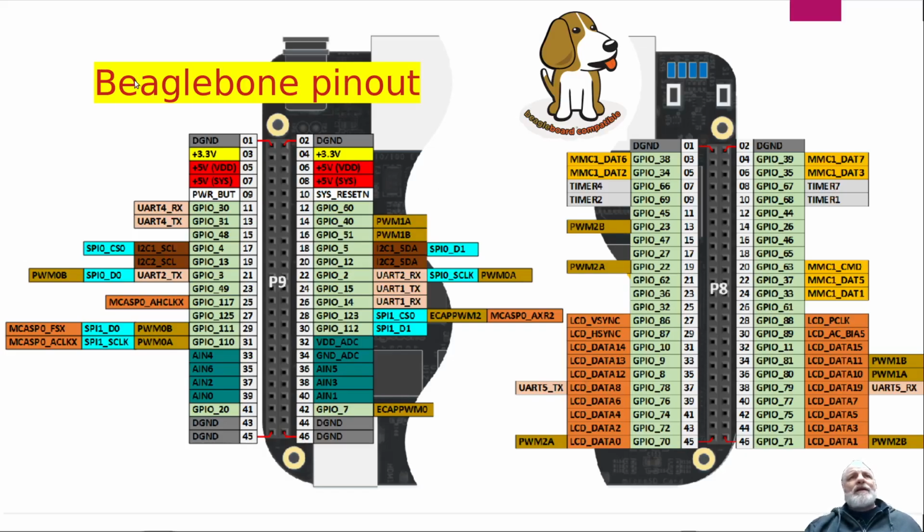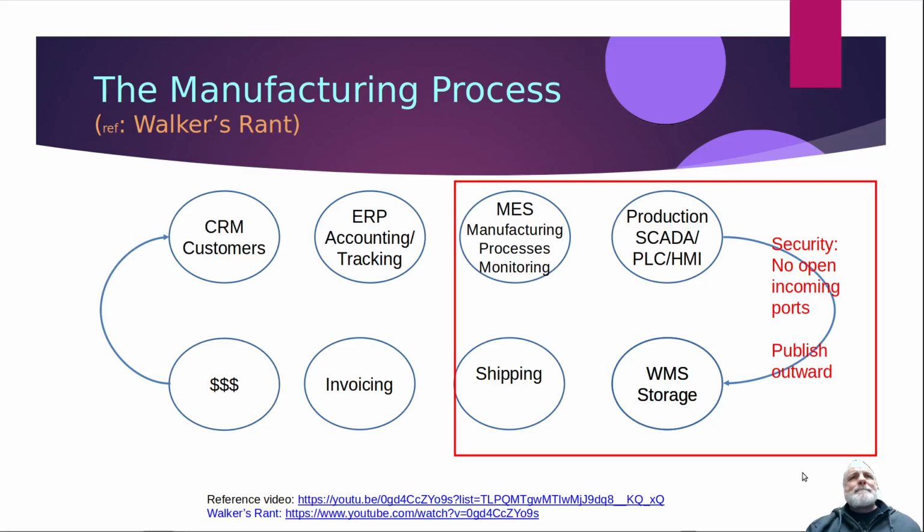So the other thing I really like about it is it has a lot more inputs and outputs on it compared to, say, the Raspberry Pi. The Raspberry Pi had 1 connector with 40 pins. This has 2 connectors with 46 pins each. So it has a lot more I/O capability.